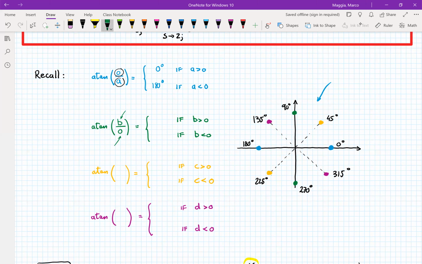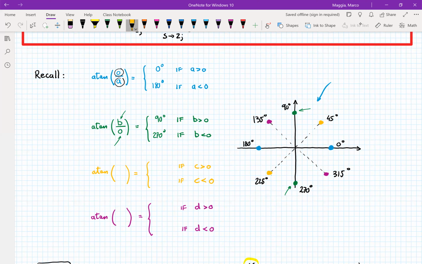So arctangent of B over 0 is technically arctangent of infinity. Which angle has the tangent that is equal to infinity? Well, it can be 2 angles. It can be 90 degrees if B is positive, so we are on the positive imaginary axis, or 270 degrees or minus 90 degrees if B is negative, that is, if the imaginary part is negative.